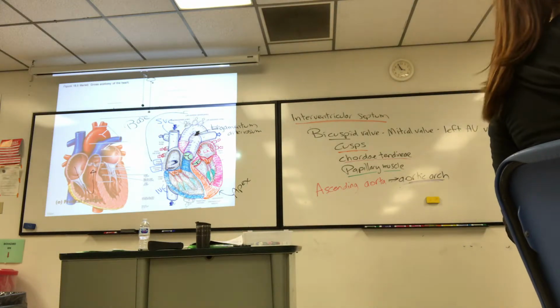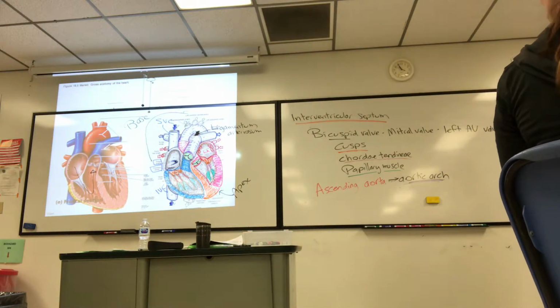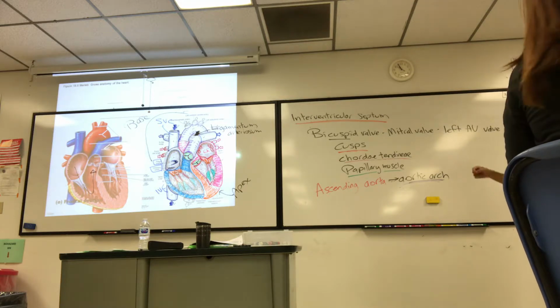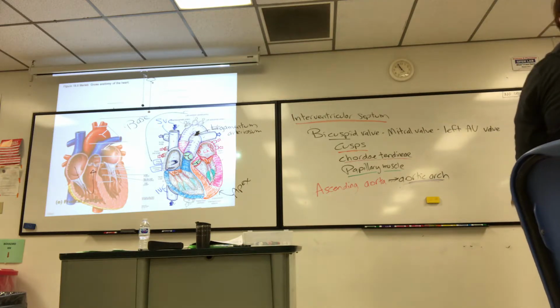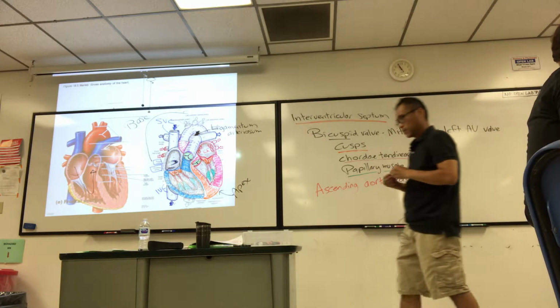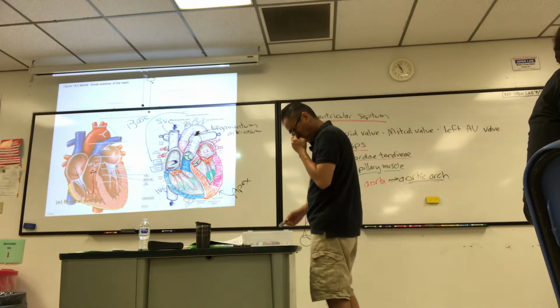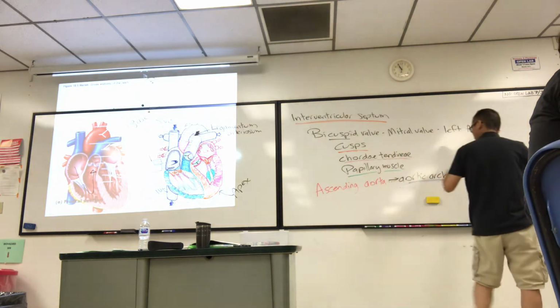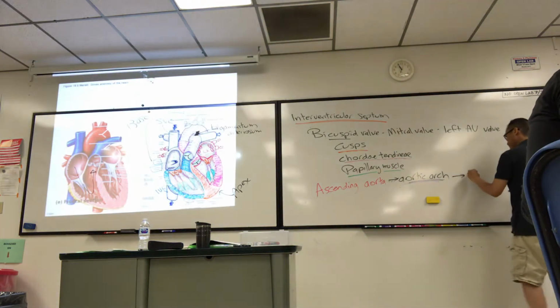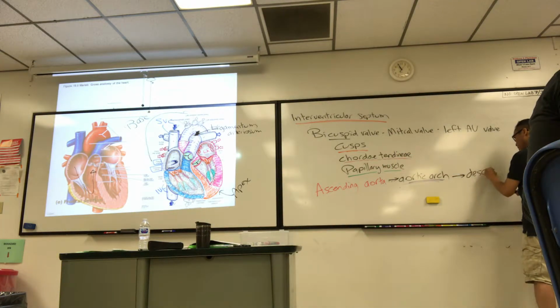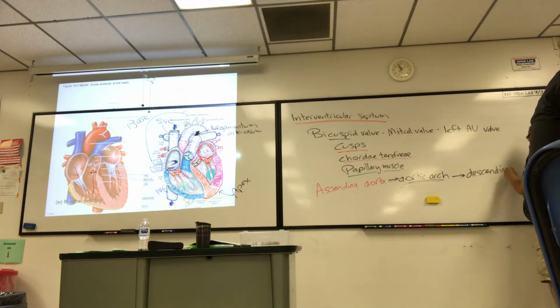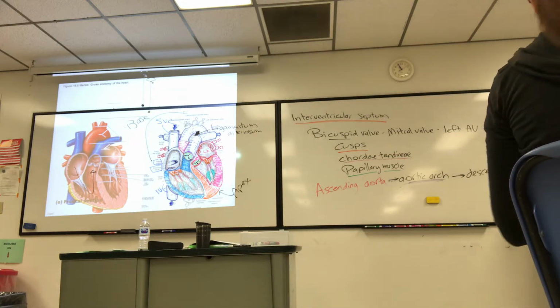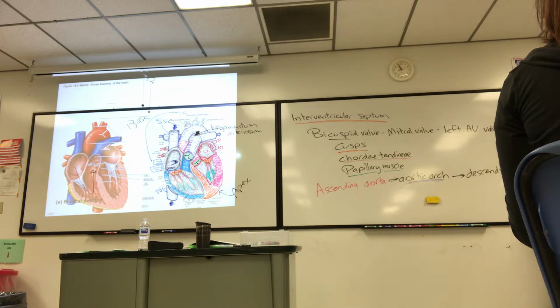Ligamentum arteriosum. The aorta continues on behind the heart. It's called the descending or thoracic aorta. So you go from ascending aorta, aortic arch, to descending, or you can call it the thoracic aorta.